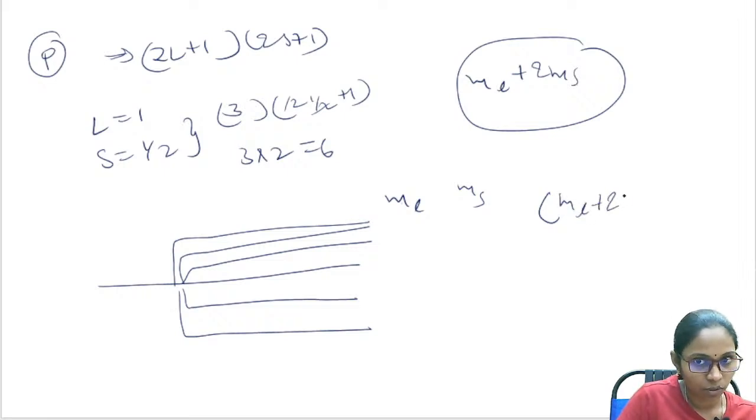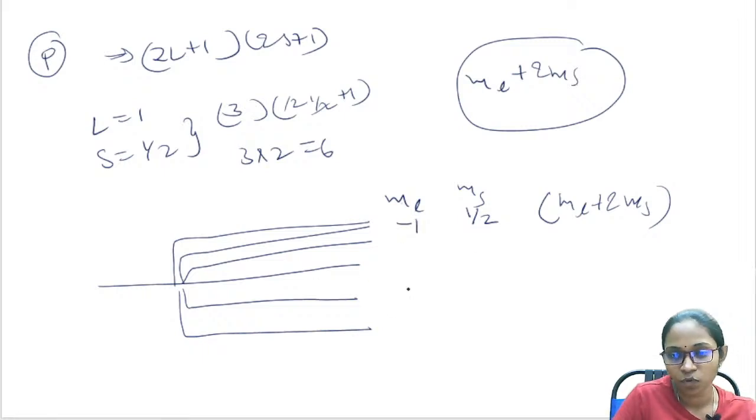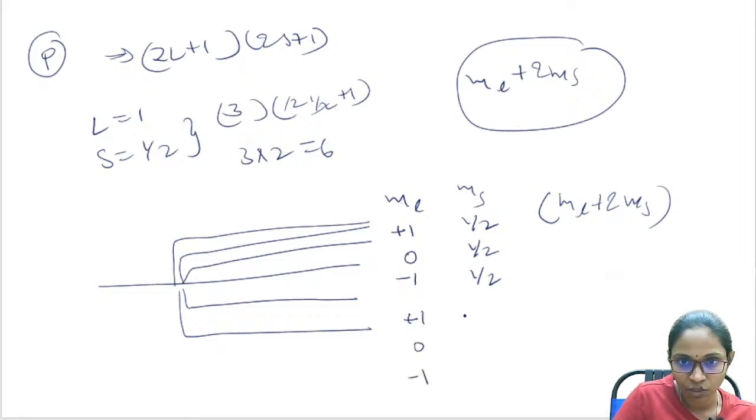plus 2MS రావాలి. So for S value 1 by 2, L value will be minus 1. Okay, and S value 1 by 2, L value will be plus 1. And first of all we have to consider the higher levels, right? That means plus 1, 0, minus 1. This will be 1 by 2, 1 by 2, 1 by 2. And next one plus 1, 0, minus 1. And S values will be minus 1 by 2, minus 1 by 2, minus 1 by 2.